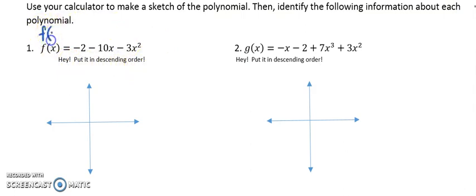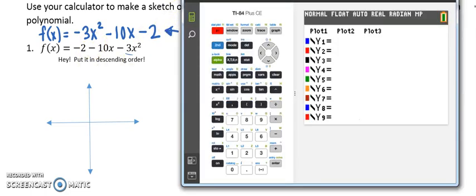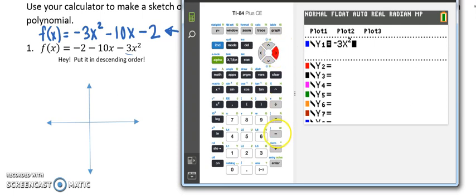So let's rewrite this really quickly. What's the highest exponent here? It's a 2, so the negative 3x squared will go first. Then the next highest exponent is a 1 on our x, so negative 10x. And then last but not least, we have a negative 2 right here. Okay, so this is what we're going to put into y equals on our calculator. So I'm going to type in negative 3x squared minus 10x minus 2. And then we're going to go ahead and graph it.